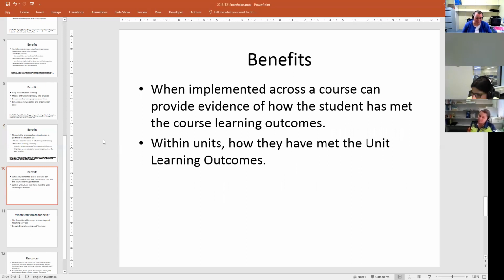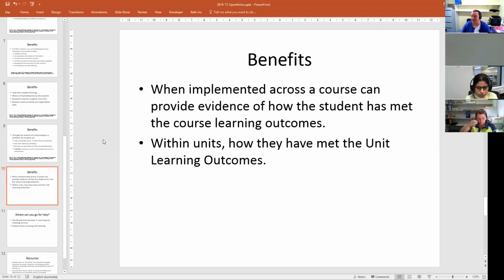And a lot of times we look at portfolios within a single unit, because that's what we personally can control. But if we can implement a portfolio across a course, so there are strategic units throughout the time frame that they're studying with us, where they're adding things to the portfolio, and they can add more in at other times if they want to, we can then see their growth and development, and they can see their growth and development. Whereas within units, it's a bit more difficult to get that picture of development.